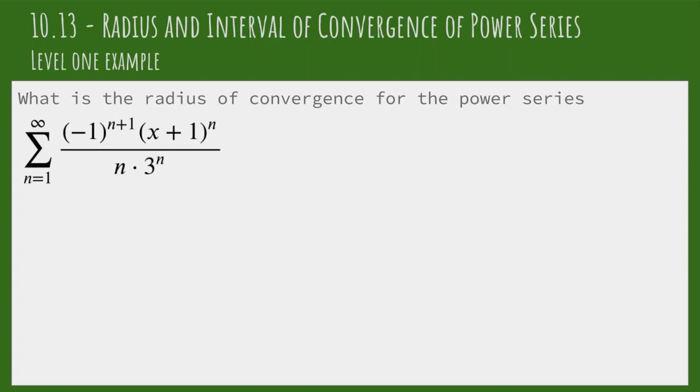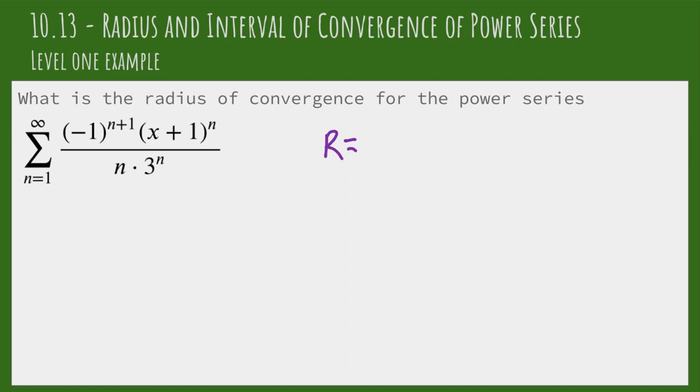Hello, Mr. Betts here. I want to take a look at a power series here and an example of where we want to find the radius of convergence for that power series. So if you remember, we want to use the ratio test to find the radius of convergence. So the first thing I'm going to do is set up the limit of the ratio that we use for the ratio test.